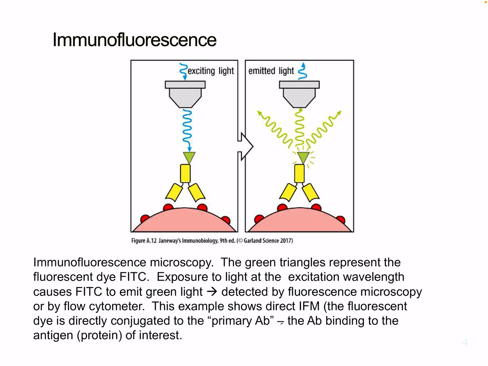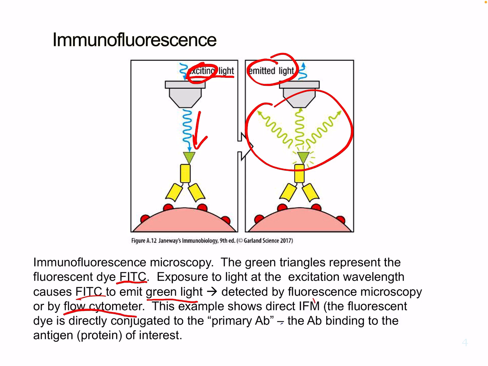Again, we shine with one wavelength, so our exciting light. Then we have our emitted light, which is a different wavelength. So we shine here, and then we get a green emission in this case. The green triangles represent the fluorescent dye FITC. Exposure to light at the excitation wavelength causes FITC to emit a green light. This is detected by fluorescent microscopy or by flow cytometer.